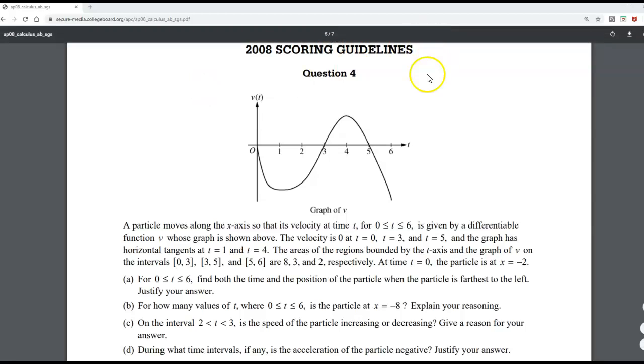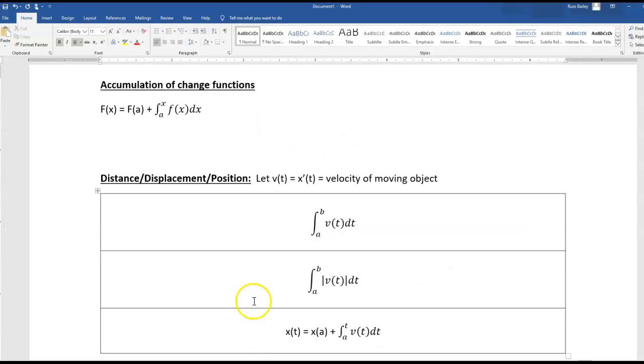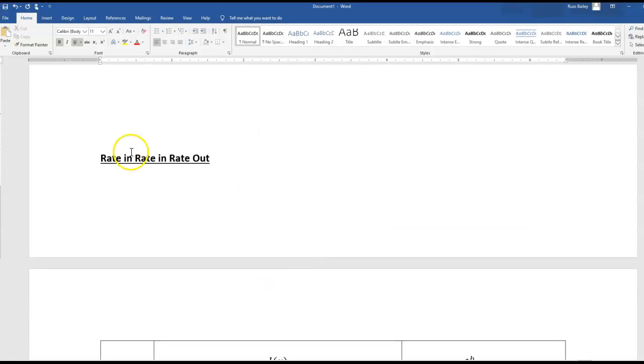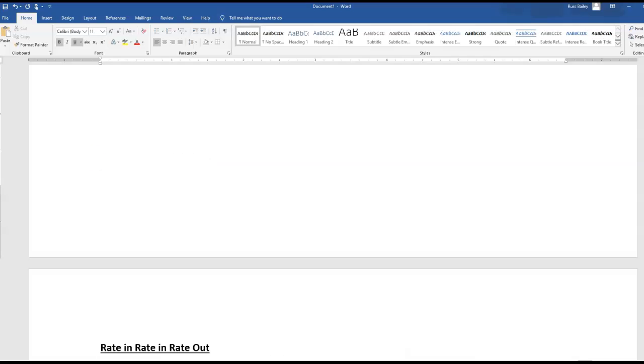I'm going to move into our last topic now, which is net change. So let's take a look at net. Not net change, I'm sorry. Rate in and rate out.